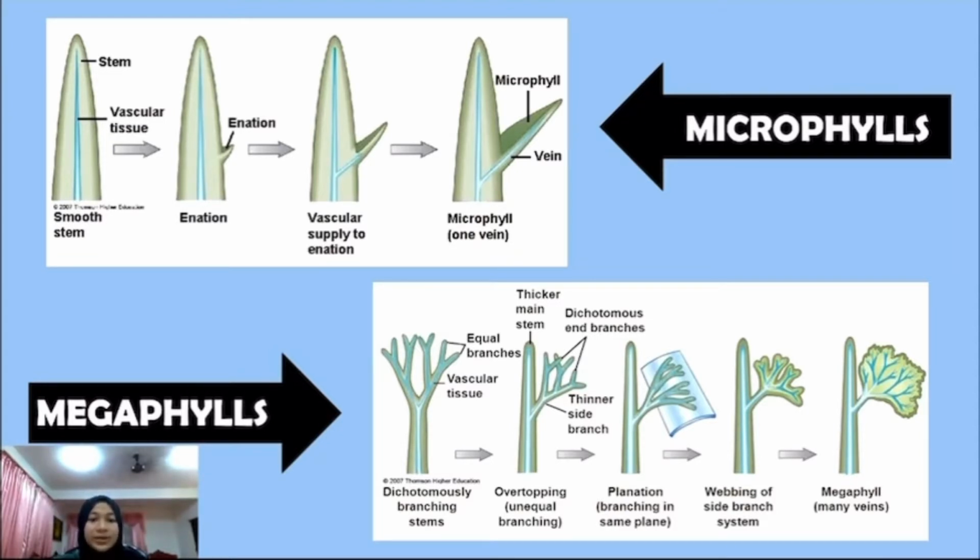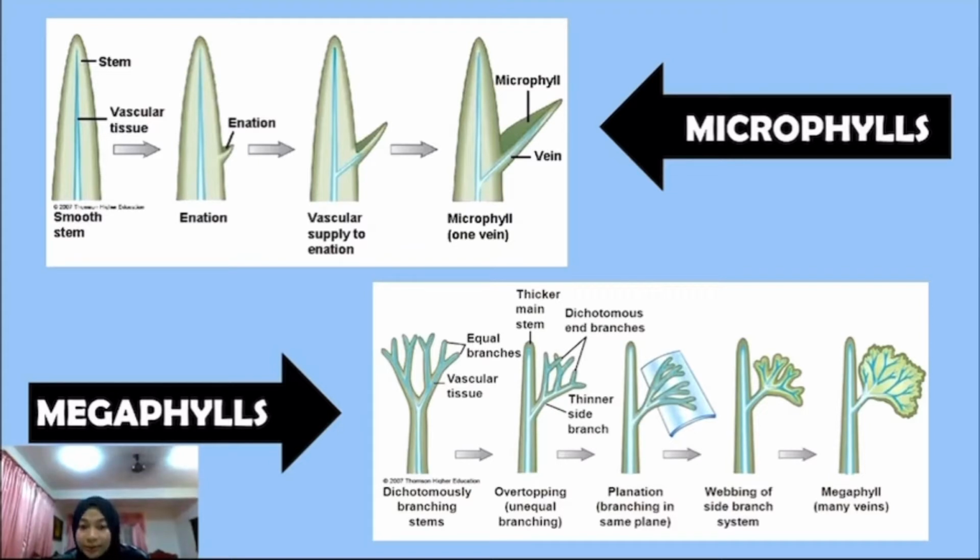As we can see, the vascular tissue grows longer until the sporangia grow at the side of the stem. It will continue to grow the branch until the leaf is grown. Microphyll only has a single branch for each leaf, which then will be the single vein of the leaf.